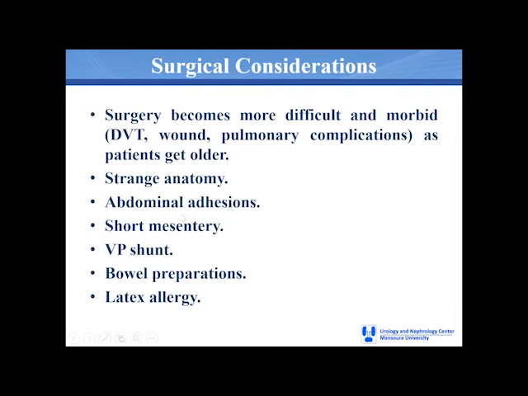A lot of them have abdominal adhesions, either because of repeated surgeries or the VP shunt itself may inflict a lot of adhesions, especially with the repeated replacement of the VP shunt. When they get older, they have short and fatty mesentery, and sometimes you are not able to bring the bowel easily to the pelvis, especially with a small contracted bladder.